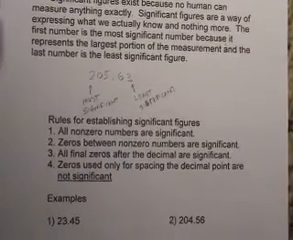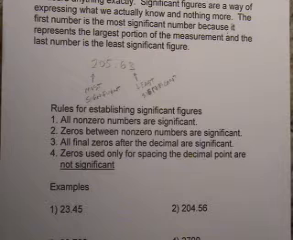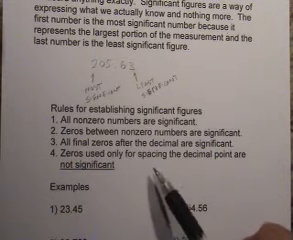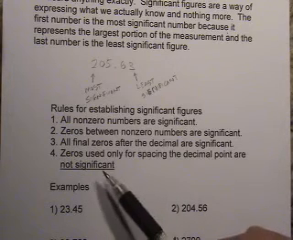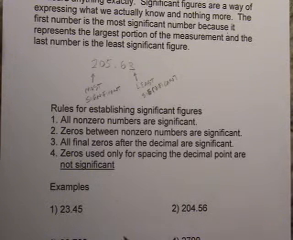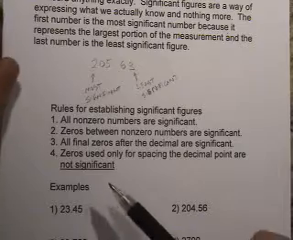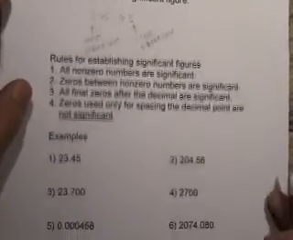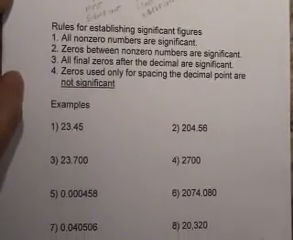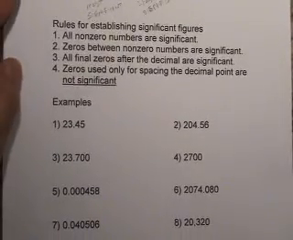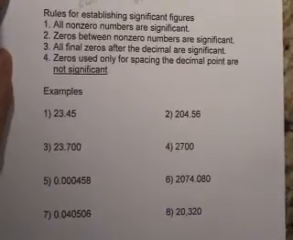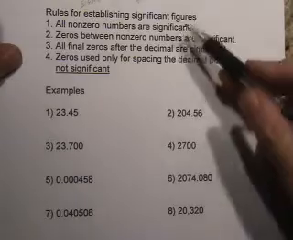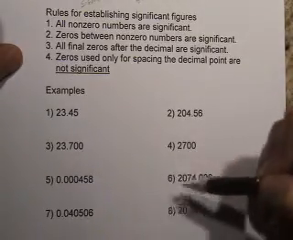The last rule, number 4, and this is the one where people tend to run into the most confusion: zeros that are used only for spacing the decimal point are not significant. So I think the easiest way to think about that is we'll look at some examples. I have 8 examples and the 4 rules. Using these 4 rules, we'll determine how many significant figures exist in each of the numbers.